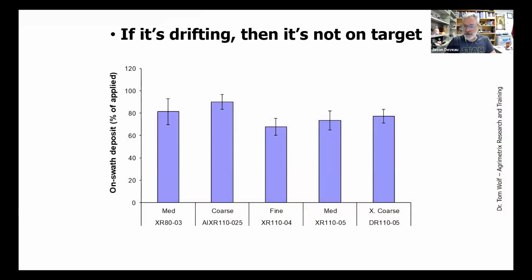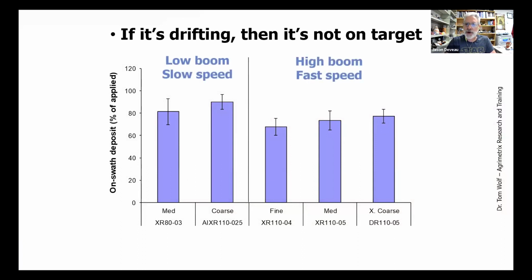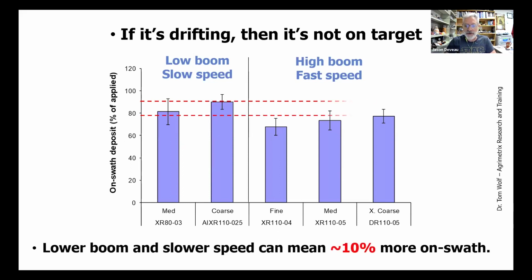This histogram, also developed by Tom, shows how different situations may or may not improve how much spray is landing under your boom. For example, these two bars on the left, this is the percent of what they expected to find under the boom. Just think of it as coverage when the boom was low and they were traveling slow. And on the right, fine, medium, and extremely coarse droplets, high boom and fast speed. And on average, just slowing down and dropping your boom, 10% more product landed where it was supposed to land. So, it's the flip side of the same coin. If it didn't drift away, then it landed where it was supposed to, and vice versa.